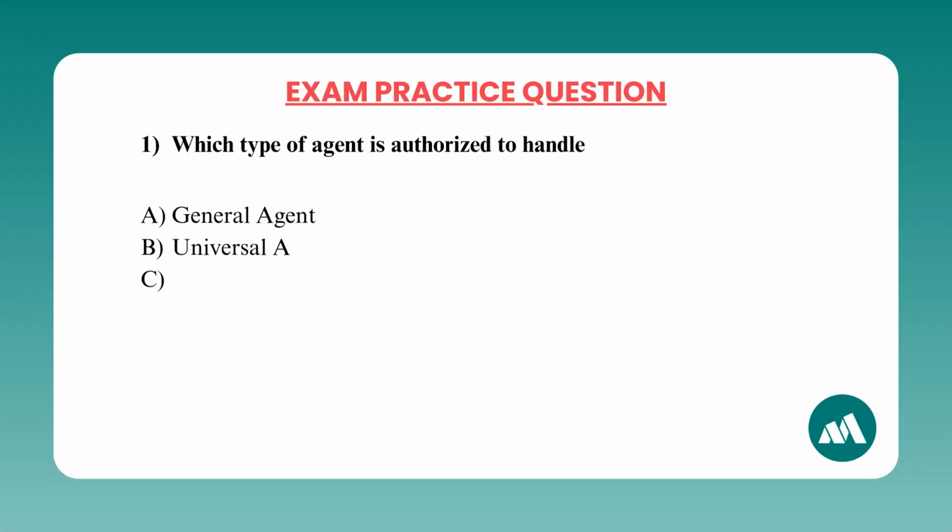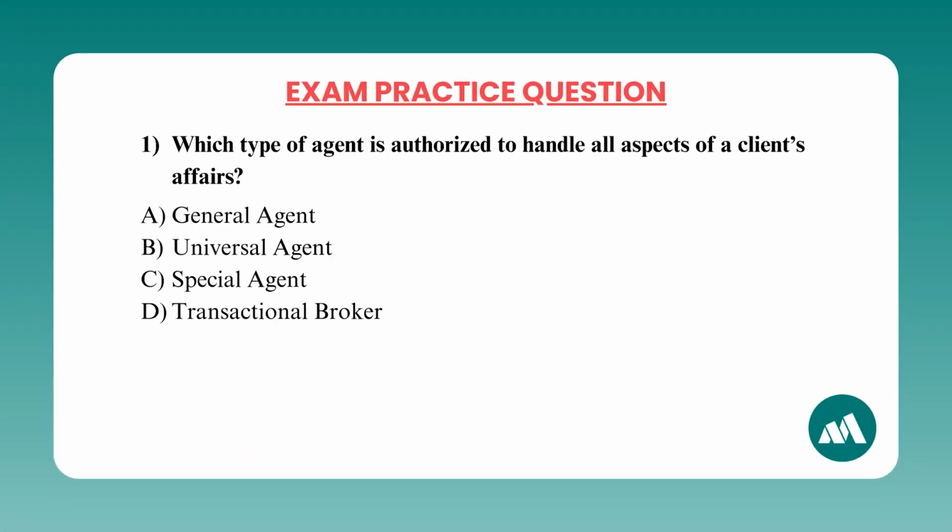Okay, future real estate rock stars, it's the moment we've all been waiting for. Let's test your knowledge with a few practice questions. Number 1. Which type of agent is authorized to handle all aspects of a client's affairs? Is it A, general agent, B, universal agent, C, special agent, or D, transactional broker?